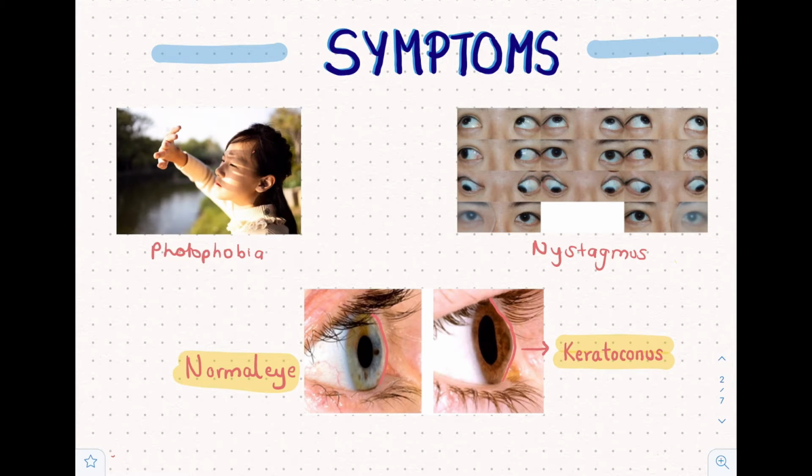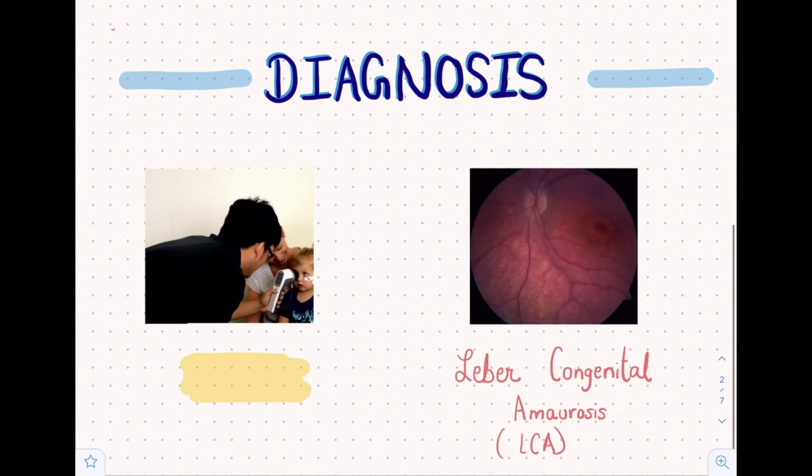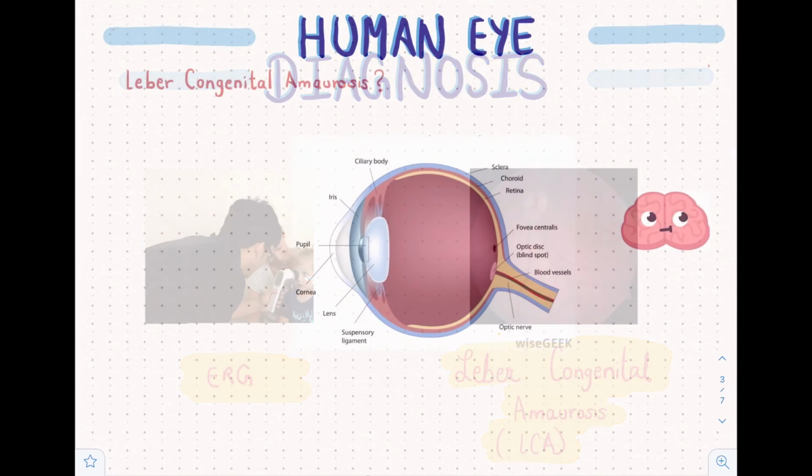These symptoms are very concerning, so the doctor decides to perform an electroretinography test, which is basically a test that detects the function of the retina. He then diagnoses baby Shiv's condition as Leber congenital amaurosis, also known as LCA.